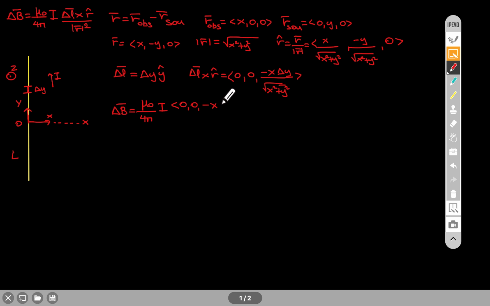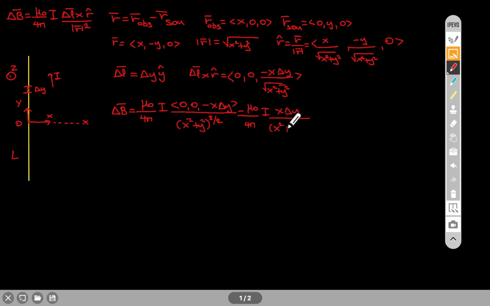Minus x delta y, and then I'm gonna take that square root and combine it with that squared, so that will give me parentheses x squared plus y squared, and this will be to the power of 3 over 2. Now I also do want to write this in a little bit different way. I'm gonna use this, and I'm gonna take the x and the delta y out, and you will see why.